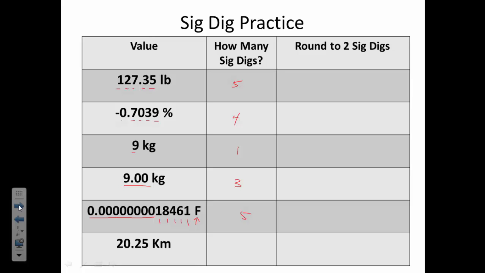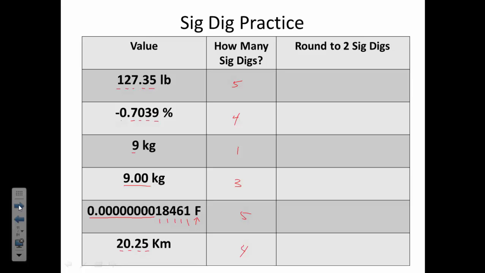All right, 20.25 kilometers, all those digits are significant. Remember, leading zeros are not significant, don't count. Zeros trapped inside are significant. Zeros trapped at the end may be significant. So here I have 4 significant.